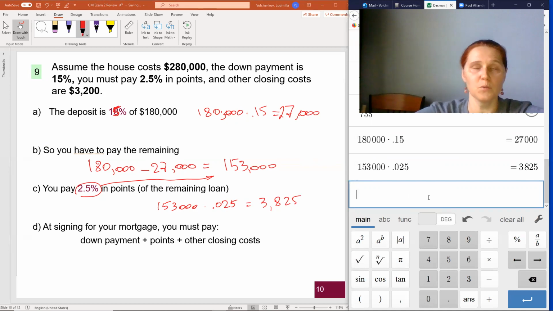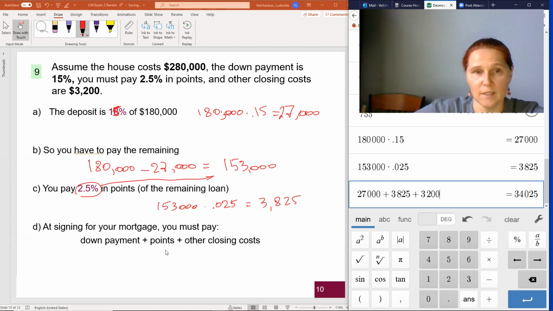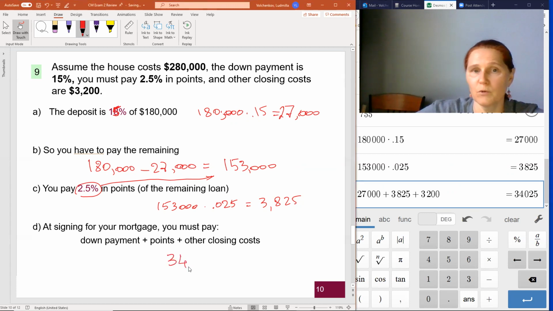So, and what is the sum? The total sum that you pay at the end at closing. It is the down payment, 27,000 plus the points, 3,825, and plus this extra cost, 3,200. So at the signing for your mortgage, you must pay $34,025.